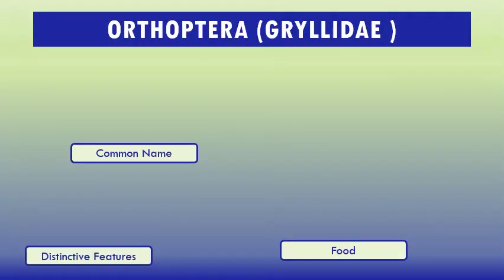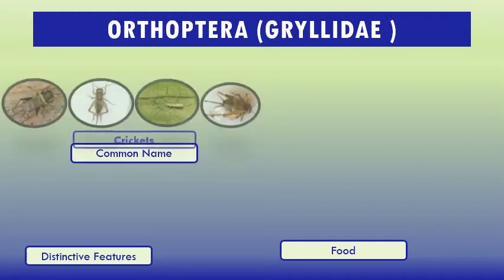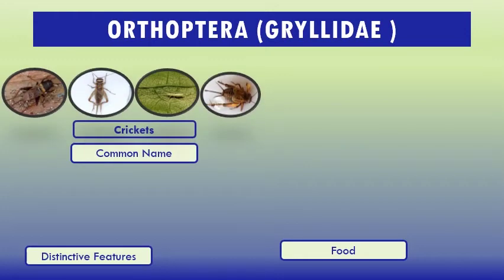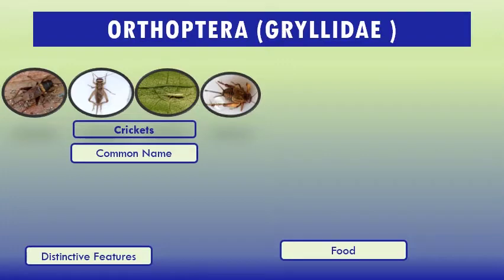Now family Gryllidae, commonly we call it crickets. Crickets are efficient at converting their food into body mass, making them a candidate for food production. They are used as human food in Southeast Asia, where they are sold deep-fried in markets as snacks. They are also used to feed carnivorous pets and zoo animals.